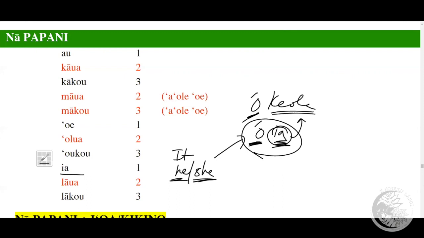Yeah, so if I said, pehea 'o Keola, oh, maika'i 'oia. Yeah, how is Keola? Maika'i 'oia. He or she is good, they're fine. Yeah, specific.